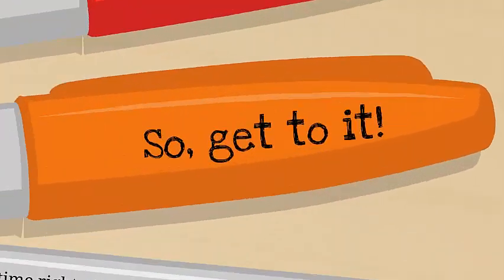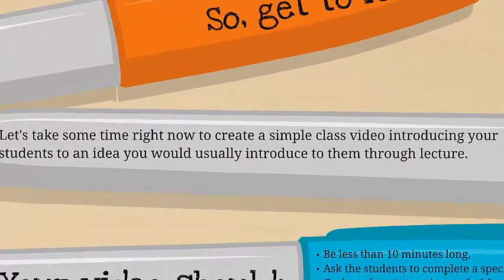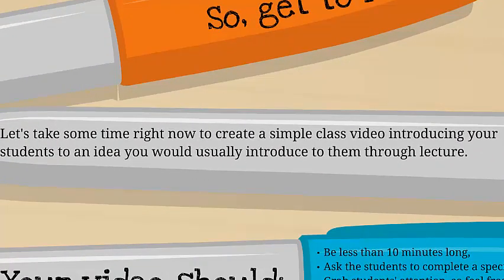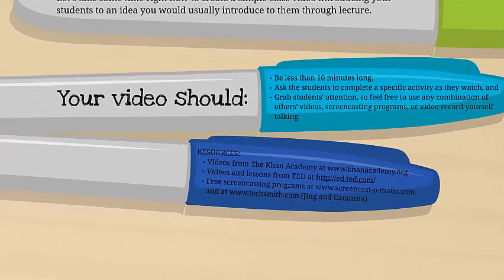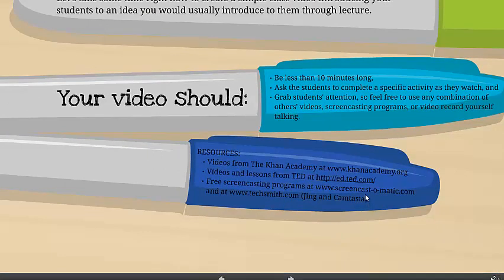So there you have it. It's time to get to it and create some videos. So try and take some time right now. Create a simple class video by taking perhaps a PowerPoint or a Prezi or presentation that you already do and using a screencasting program, maybe something like Screencast-O-Matic or Jing or Camtasia, to record yourself talking, much like this video.